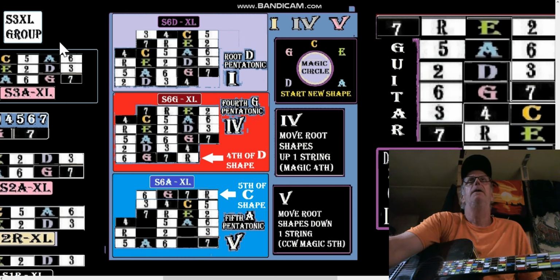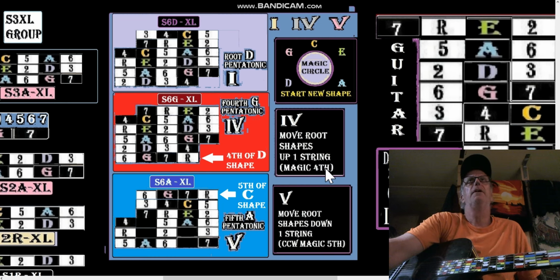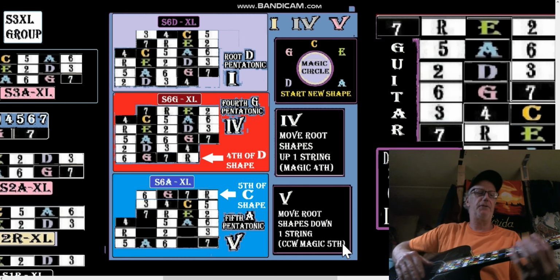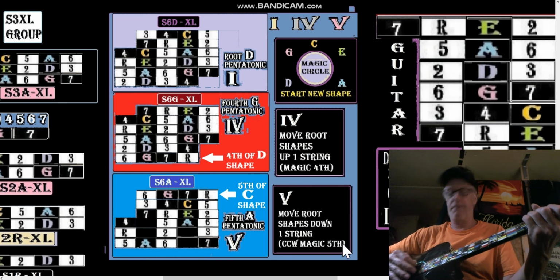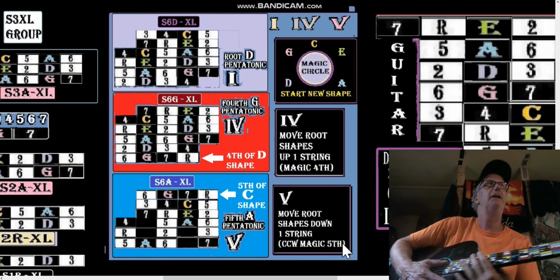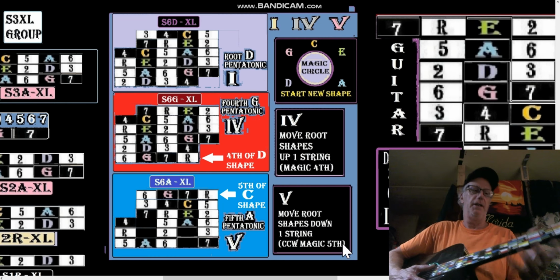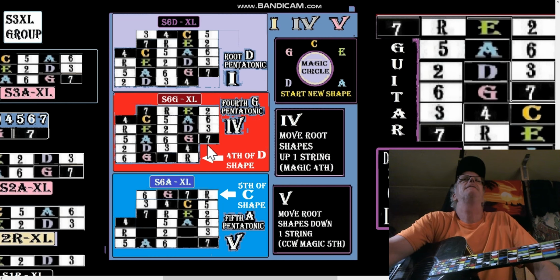Okay, we're back. We're going to be starting with this pattern here, and the technique is: move the root shapes up one string, it gives us a fourth. Move the root shapes down one string, gives us a fifth. Have you ever noticed that when you're playing an E shape, you go down and you've got the fifth down there on those three strings? Well, that works completely. And this is great. But what pattern do we play?